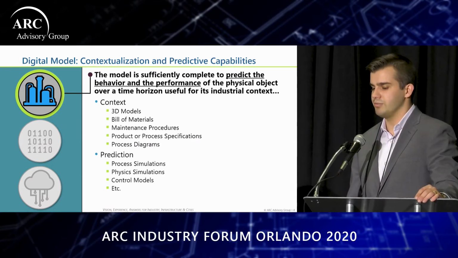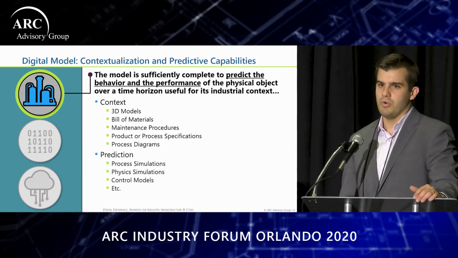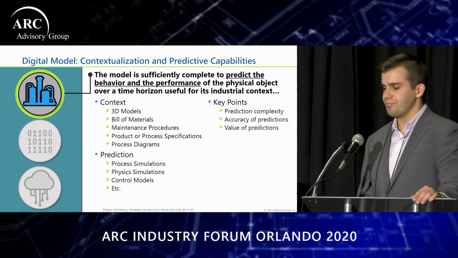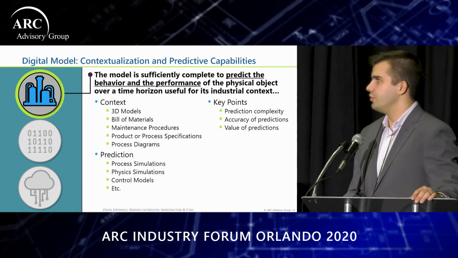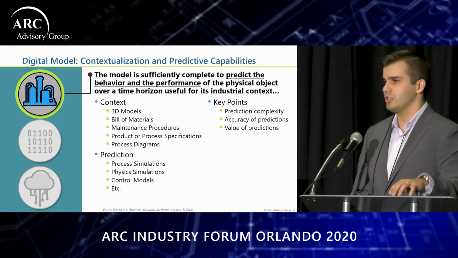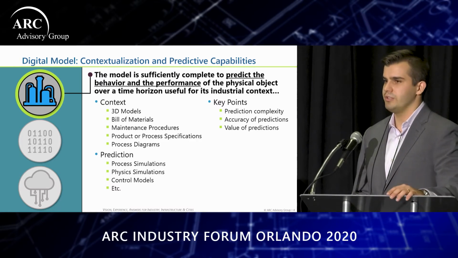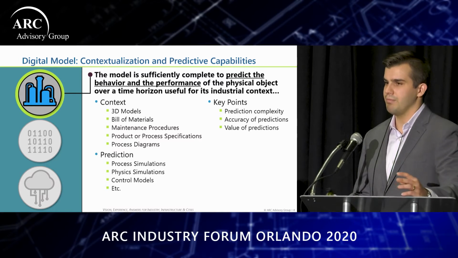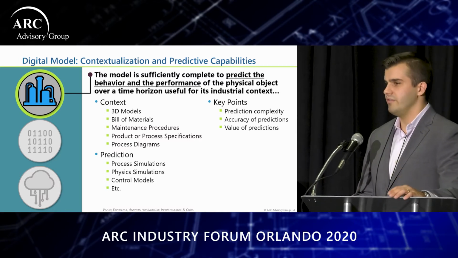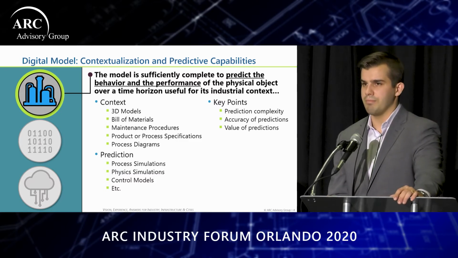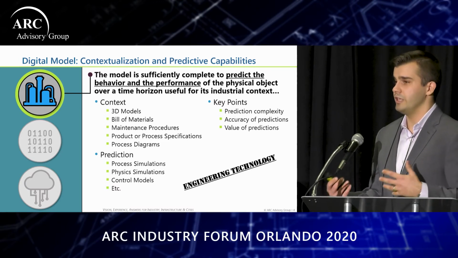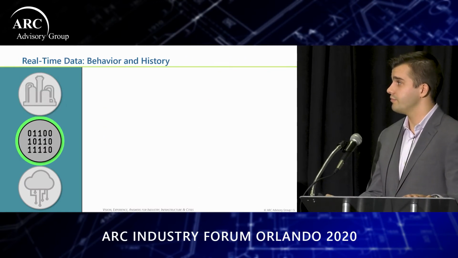These are your simulations, whether they're physics simulations or machine learning simulations, control models, et cetera. Some things to think about when you're talking about this element of the digital twin are the prediction complexity: how hard or difficult is it to actually run these simulations and get a prediction that makes sense for your application? What is the accuracy of these predictions? And what is the value of that prediction compared to the investment in your digital twin? A lot of this really comes from the engineering technology side of the fence.